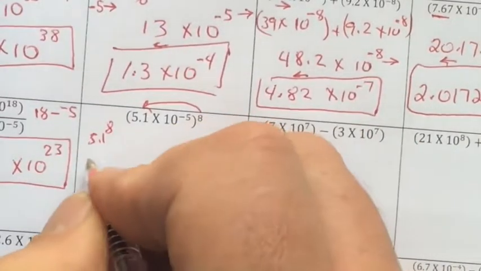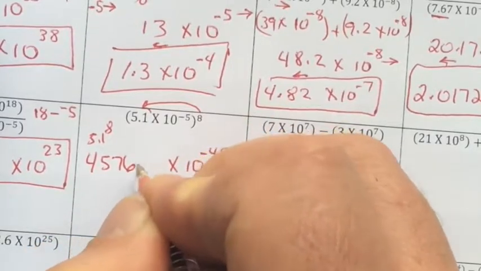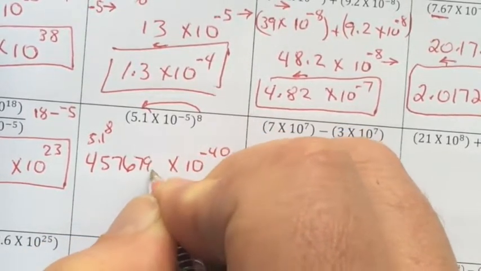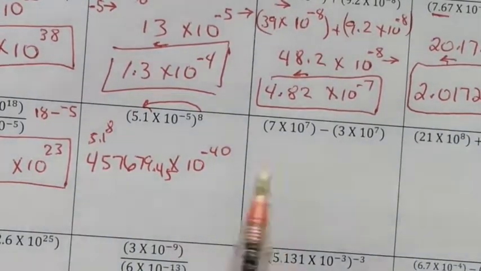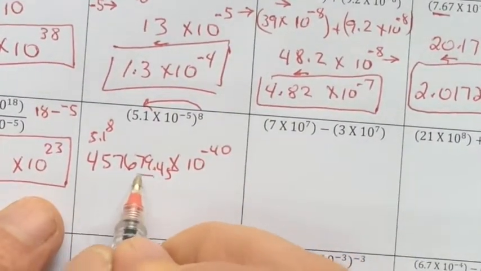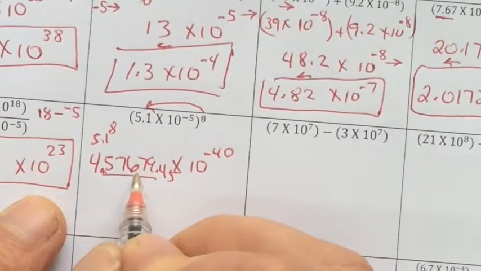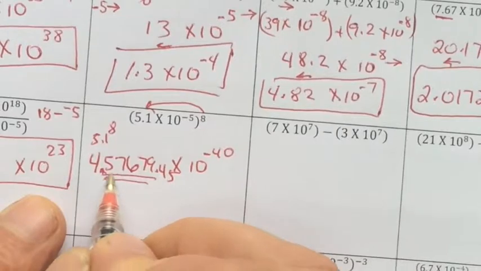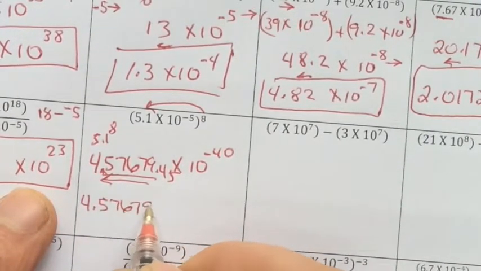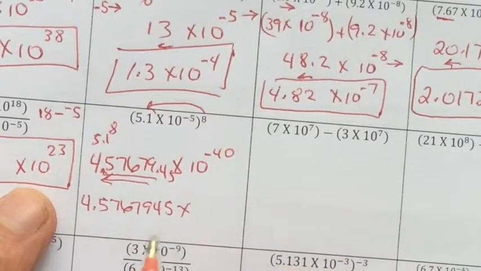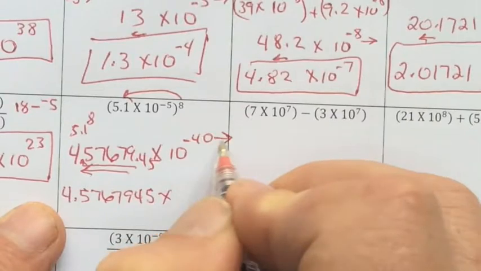45769.45. All right, that's way too big. I've got to move this decimal all the way to there. So let's count it. That's 1, 2, 3, 4, 5. That's 5 this way. There's the number, 5 this way. That means the negative 40 has to go 5 this way.